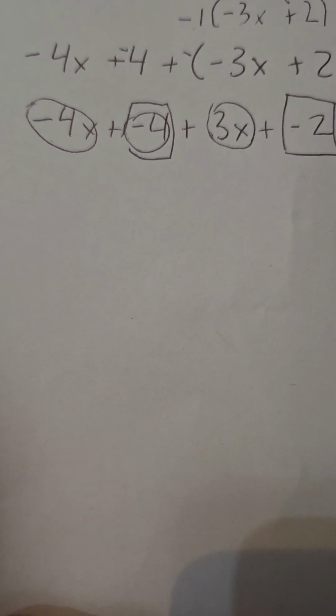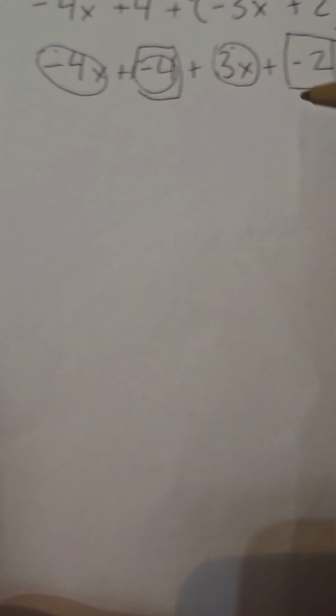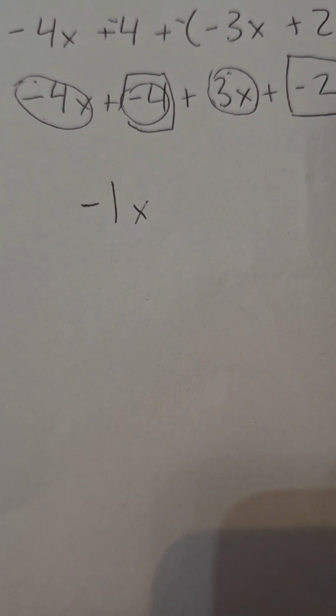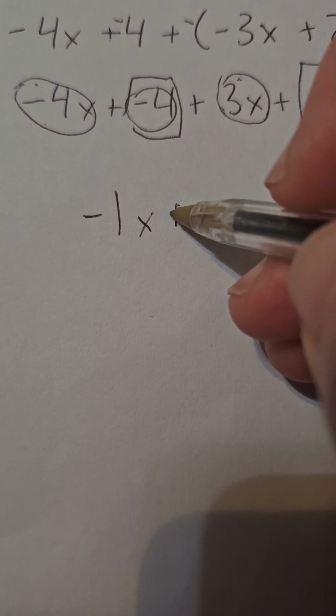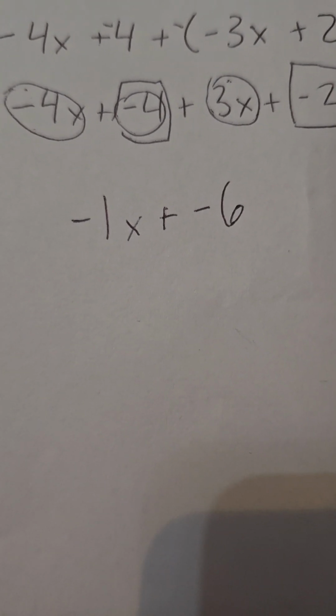So now I'm going to combine all of my like terms. My negative 4x and my positive 3x is going to leave us with a negative 1x. Our negative 4 and our negative 2 is going to combine to make a negative 6. So now we have negative 1x plus a negative 6.